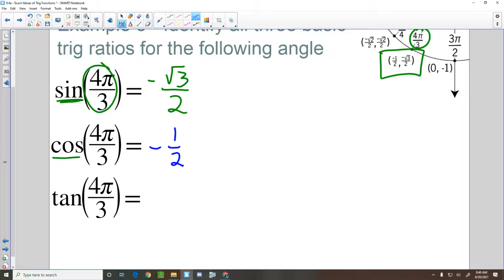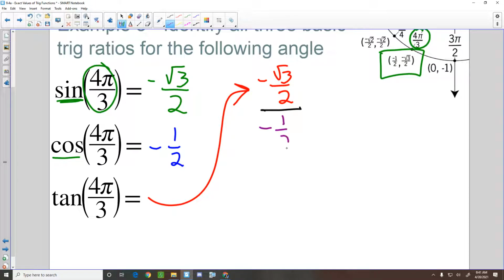And finally, the tangent at 4 pi over 3. Well, that's one of those fractions. You're going to take the y coordinate divided by the x coordinate. So the y coordinate at that angle is the negative root 3 over 2. I'm just going to write this over here where we have more space. Divided by the x coordinate, which is negative 1/2. Go ahead and simplify that fraction for me in your notes. What is the tangent of 4 pi over 3? I've written out the start of it. Can you simplify that for me all the way?